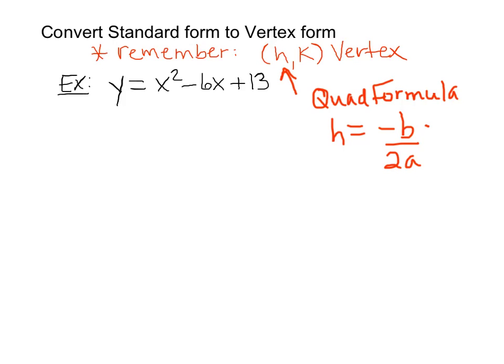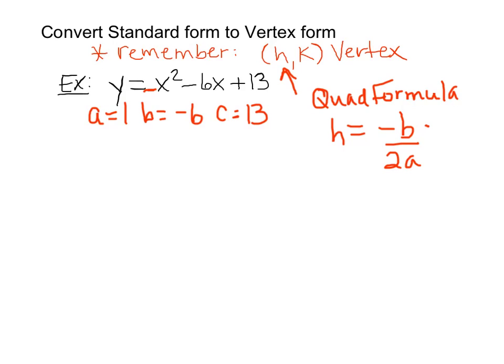Okay, so let's look at this example. Let's write down what our a, b, and c is, and then let's work it out. So a is equal to which value? It's the value in front of x squared, so it's 1. b is equal to -6, and c is equal to 13.